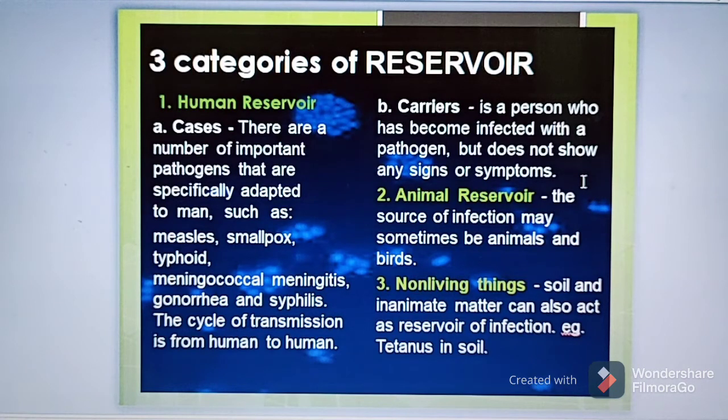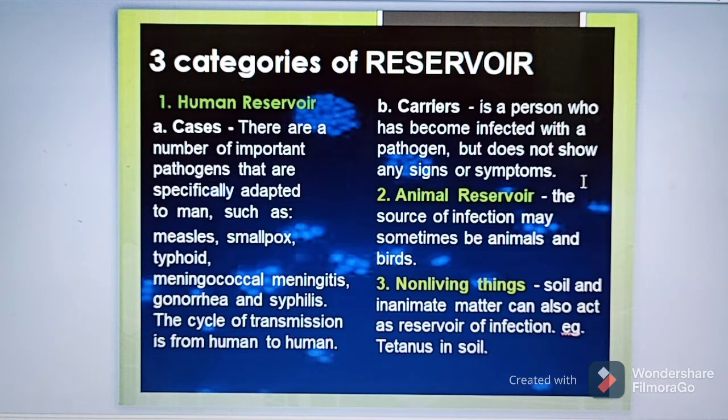Second, we have the animal reservoir. The source of infection may sometimes be animals and birds. So kumbaga sa animals nato makuha ang sakit. Example is katong Ebola nga gikan daw sa bat or birds or monkey nga naka-acquire nato sa ilaha. So third, we have the non-living things. Soil and inanimate matter can also act as reservoir of infection.